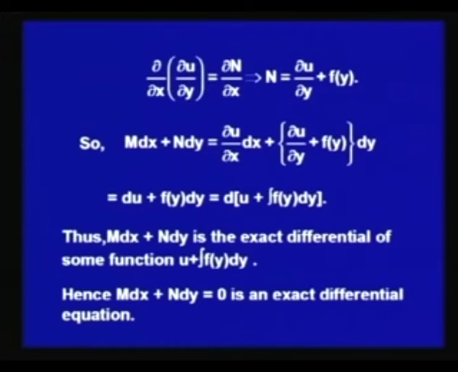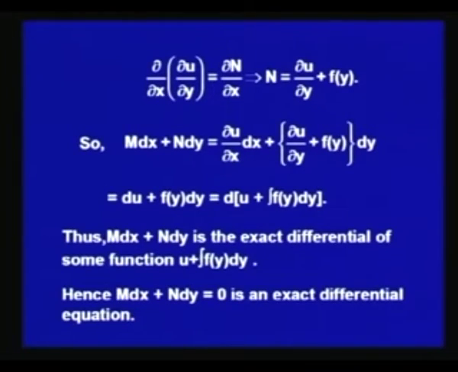Then we shall have ∂/∂x of ∂u/∂y equal to ∂N/∂x, implying that N is equal to ∂u/∂y plus f(y), on integrating with respect to x, keeping y as a constant. So, here the constant of integration in general will be a function of y, which we have denoted by f(y), and this will give us M dx plus N dy equal to ∂u/∂x dx plus (∂u/∂y plus f(y)) multiplied by dy.